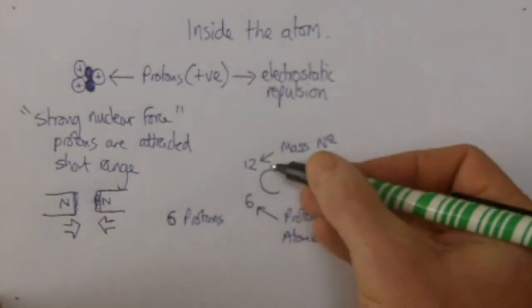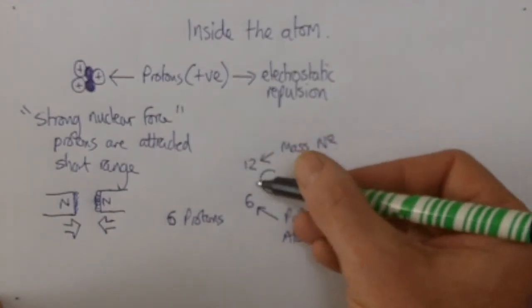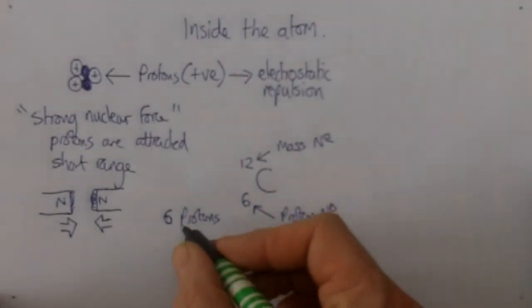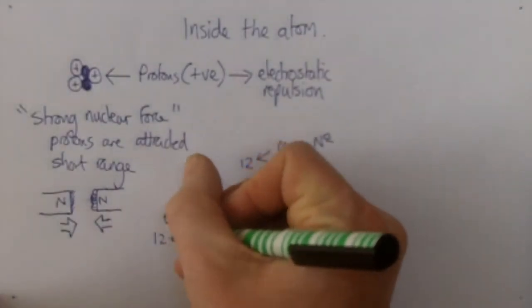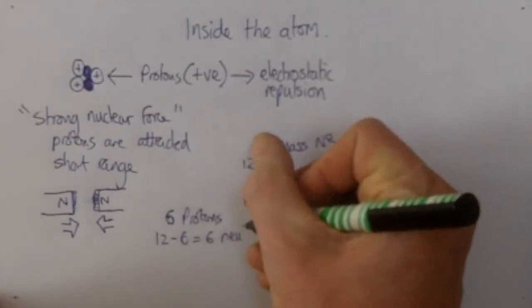The mass number tells us how many particles there are inside the nucleus. So in the nucleus there are 12 particles. Now, as we know, the nucleus consists of protons plus neutrons. So if there are 12 particles in the nucleus, 6 of them are protons, then it stands to reason that 12 minus 6 equals 6 of them are neutrons.